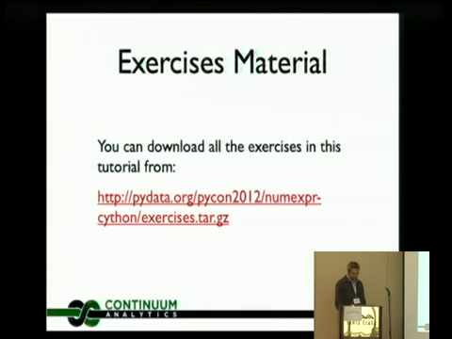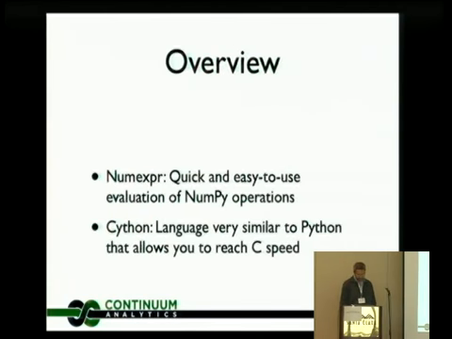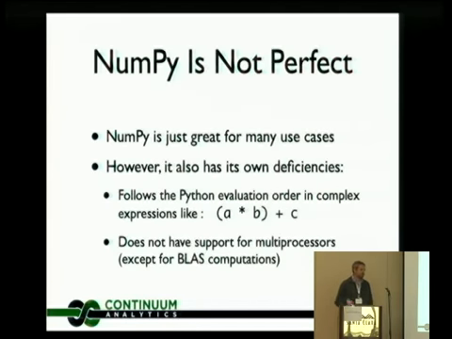Okay, so, first of all, I will talk about NumExpr, which is a library that allows quick and easy to use evaluations of NumPy operations. And then Cython, that as all of you know, is a language very similar to Python that allows reaching C speed in most of the cases, if you are using Cython well, of course.